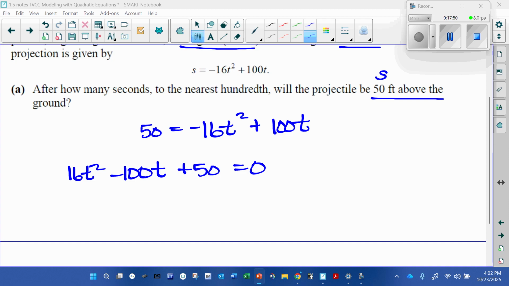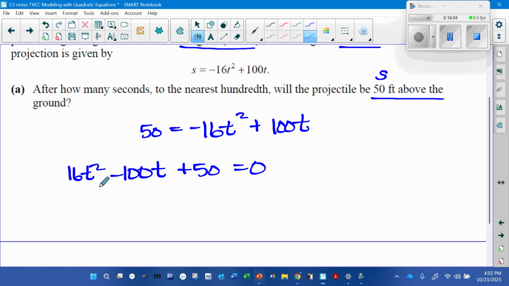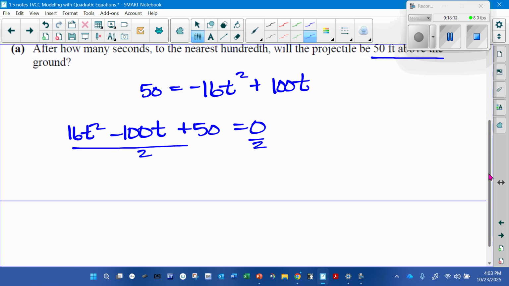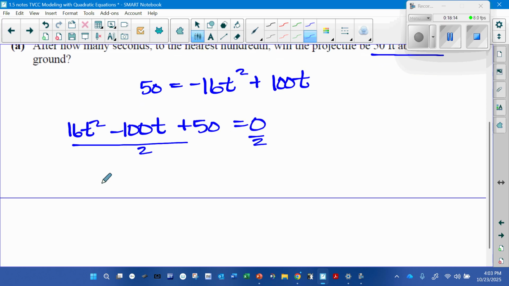All right, so now what I know right off the bat is all of these numbers, because you always want to try to make these numbers smaller before you start doing anything. It just makes life easier. Since everything's divisible by 2, we're just going to divide both sides by 2. And I really hope this line isn't where it's cutting off my video. I'm going to be so mad if I have to redo this. All right, 16 divided by 2, that's 8t squared. 100 divided by 2 is -50t. And 50 divided by 2 is 25 equals 0.